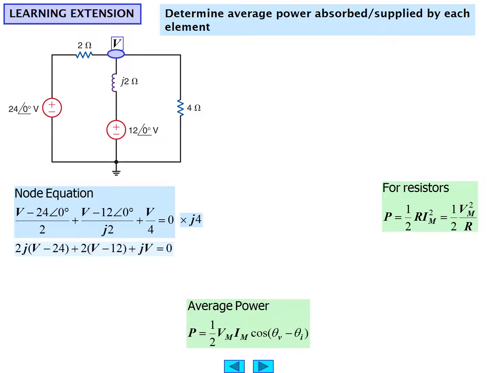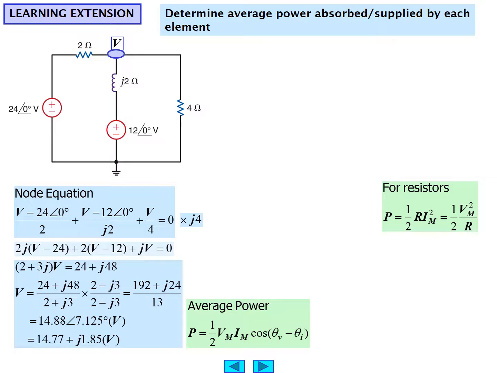We can straighten it out and end up with a linear equation for V. We could then solve for V, and we end up with 14.88 angle 7.125 degrees as a phasor, or in rectangular form.